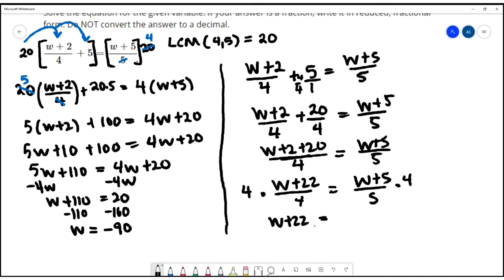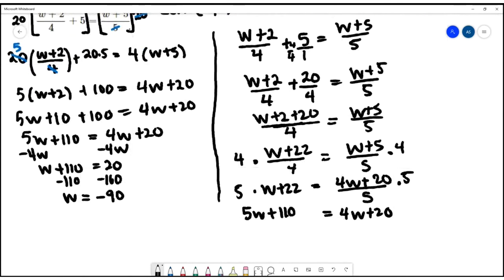On the right-hand side, I'll distribute the 4. That's 4 times w plus 5 over 5, or 4w plus 20 over 5. And I'm going to multiply both sides by 5. This cancels the 5 on the right, leaving me with 4w plus 20 on the right, and I need to distribute that 5 on the left, giving 5w plus 110. I'll collect the w's on one side, so I subtract 4w, that's w plus 110 equals 20. We'll subtract 110 to get w equals negative 90.